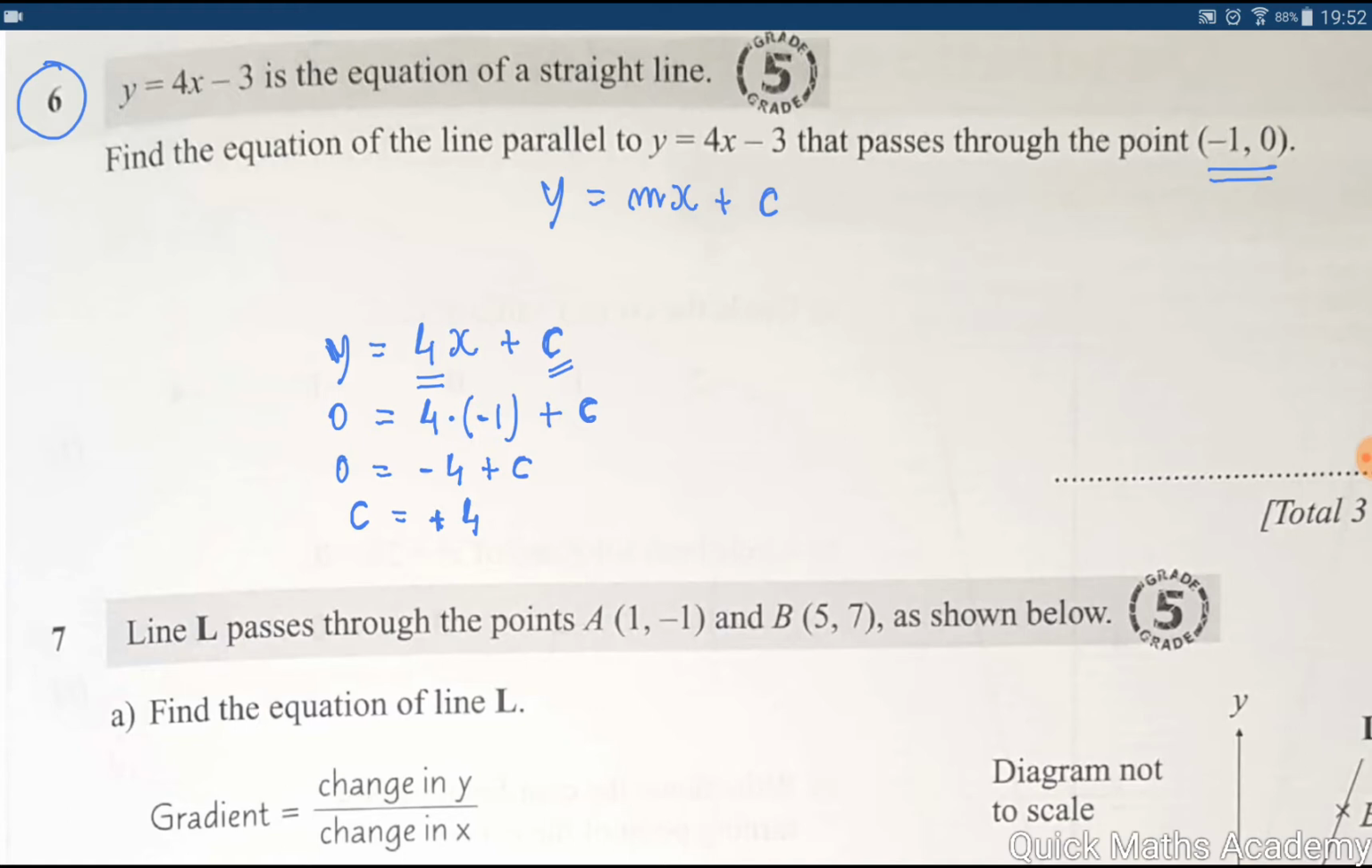So my line will be, the line that I'm looking for, y equals 4x plus 4. Again, the steepness is the same, it is 4, and my c we just found out using that point, which is 4. Alright, so my equation is here.